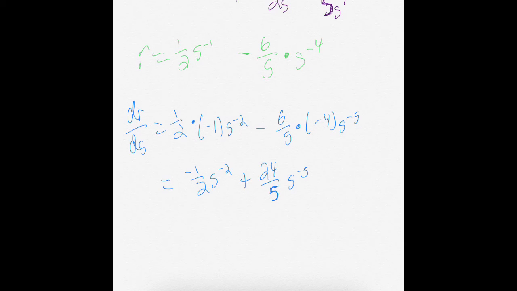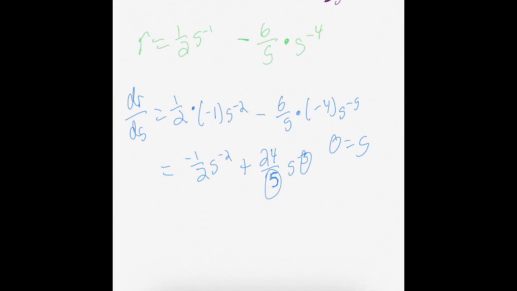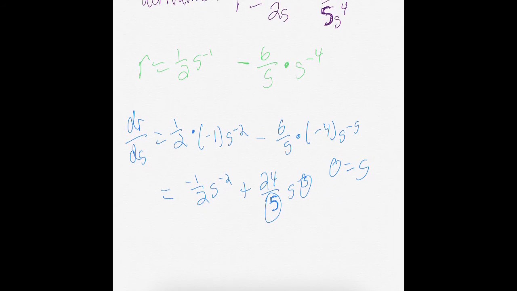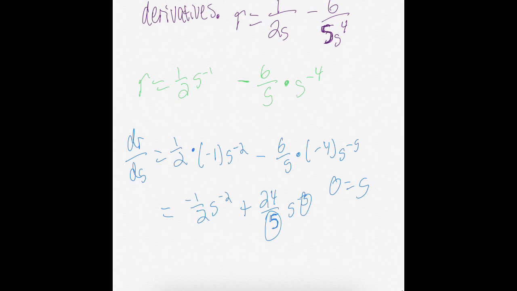I don't like whenever authors use s as their variable because, well, for obvious reasons. So this is a 5 in the denominator, and this is a 5 in the exponent. So that's a 5, and that's a 5. The circled equals 5. That says circled equals 5, not 0 equals 5.